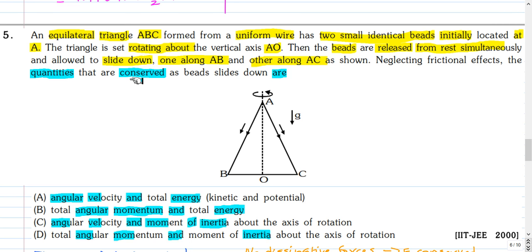Neglecting frictional effects, quantities that are conserved as the beads slide down are: option A, angular velocity and total energy, kinetic and potential; option B, total angular momentum and total energy; option C, angular velocity and moment of inertia about axis of rotation; D, total angular momentum and moment of inertia about axis of rotation. You can pause and attempt this question.